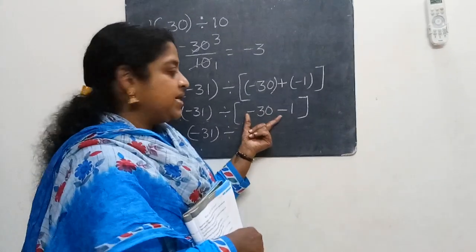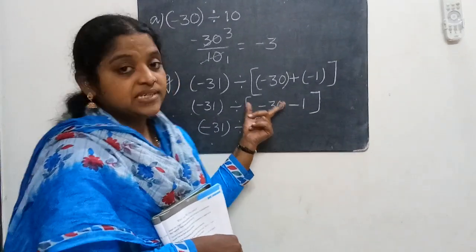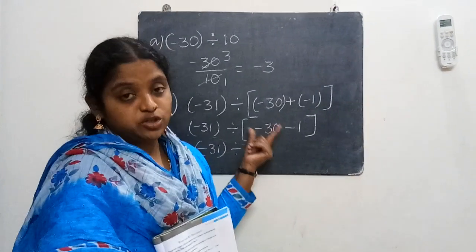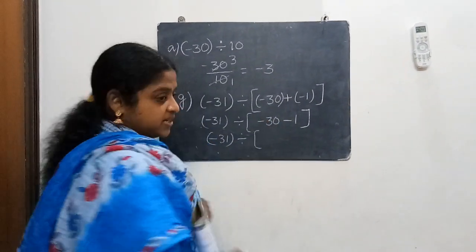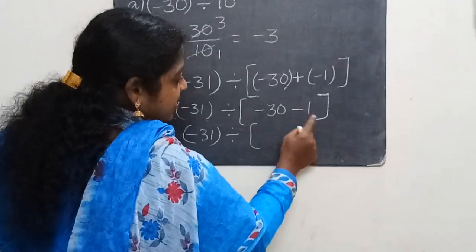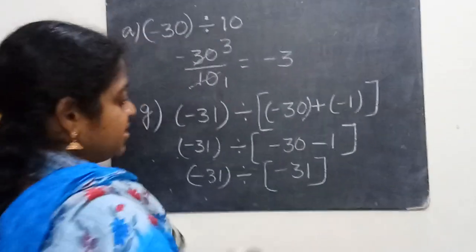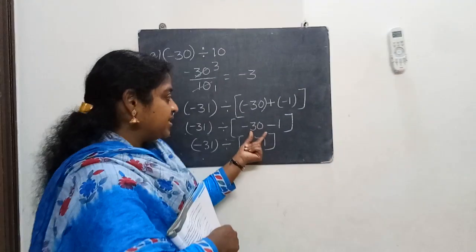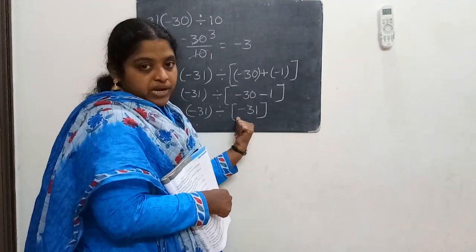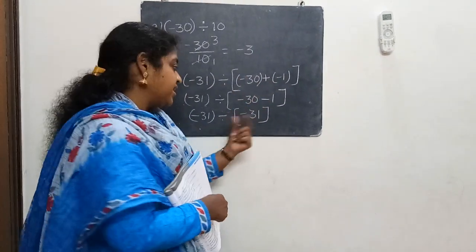Now, minus and minus, it's not multiplication children. Minus and minus in addition, what should we write? Minus and minus means we should do addition. Yes, minus and minus means addition. Minus 30 minus 1 is minus 31, because the big number is 30, and that big number has the minus symbol, so I am writing minus here. I explained this, just go through that video and check it once again, children.